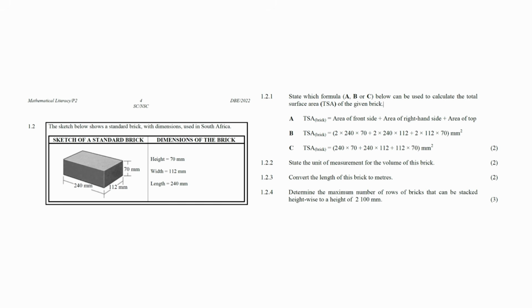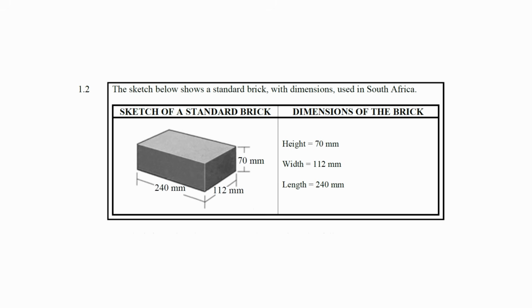Question 1.2 consists of 4 measurement questions that were designed to assess your understanding of the metric system in relation to length, area, and volume. You are given a sketch of a standard brick with dimensions. All dimensions are given in millimeters.